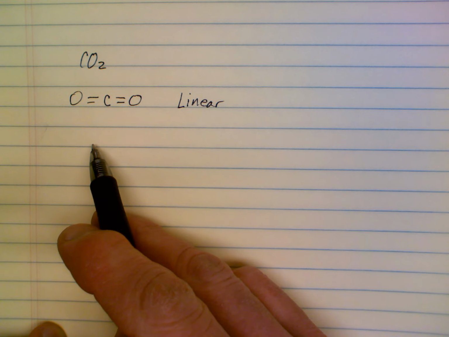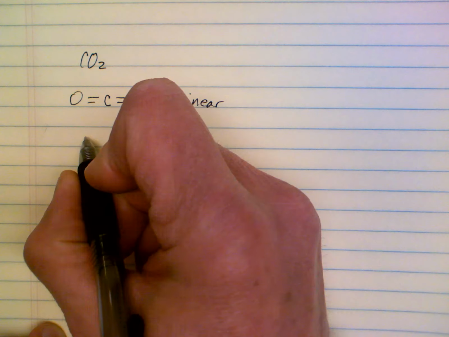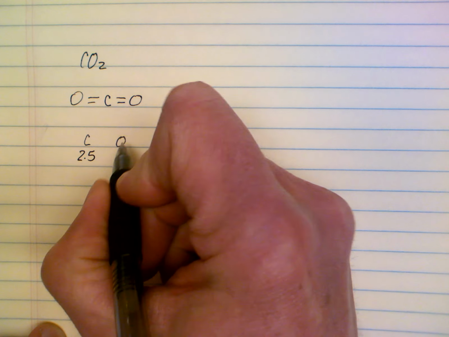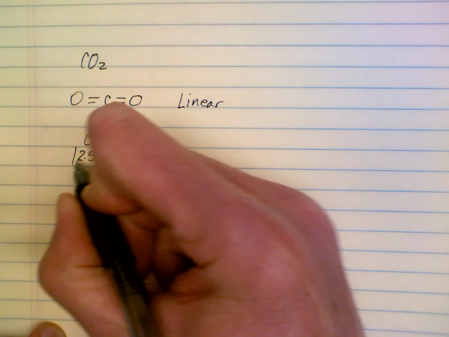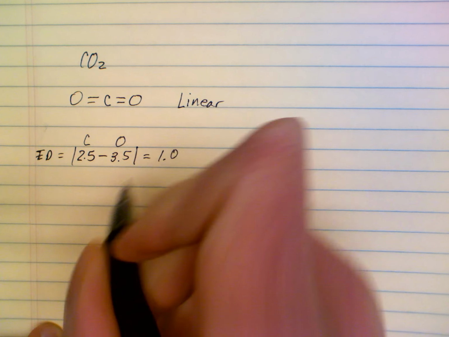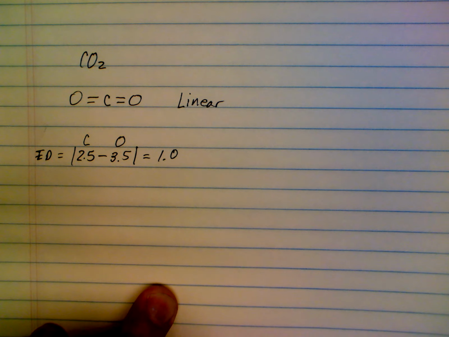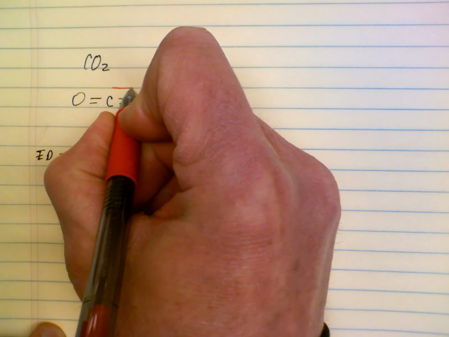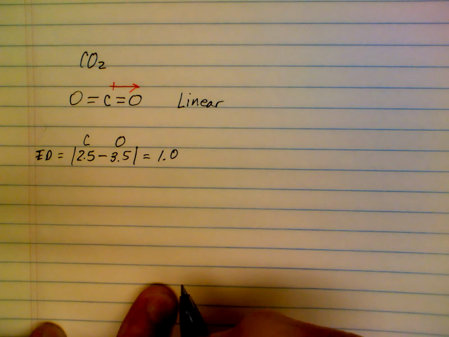Now, if I look up the electronegativities, carbon has an electronegativity of 2.5, and oxygen has an electronegativity of 3.5. And so the electronegativity difference in this particular case is equal to 1.0. And again, greater than or equal to 0.5 would give us a polar bond. So in this case, we would have a dipole that would go from the carbon towards the oxygen, but then we'd also have a dipole going from the carbon towards the other oxygen.